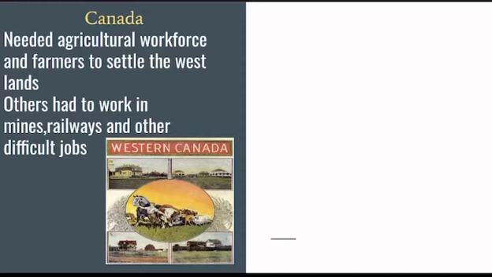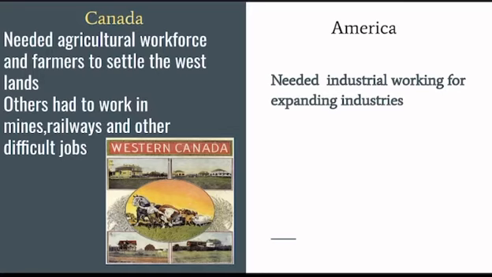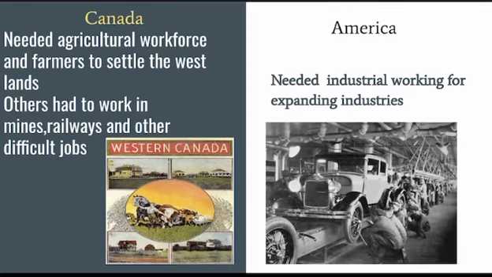It was totally different in America. America was planning to expand its industries, so it needed an industrial workforce. And where did they concentrate? They were mostly living in large urban centers.